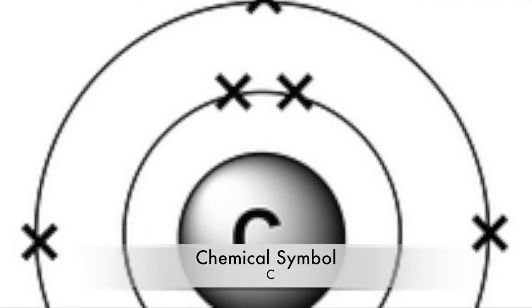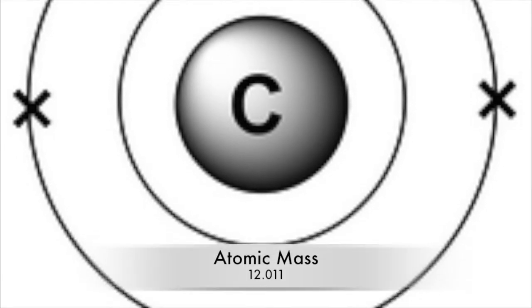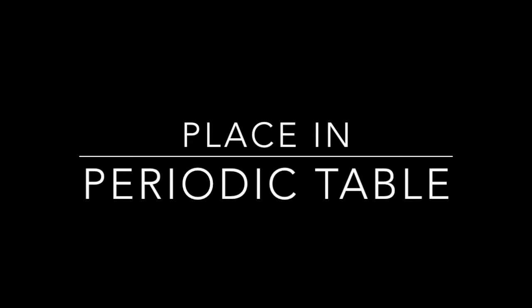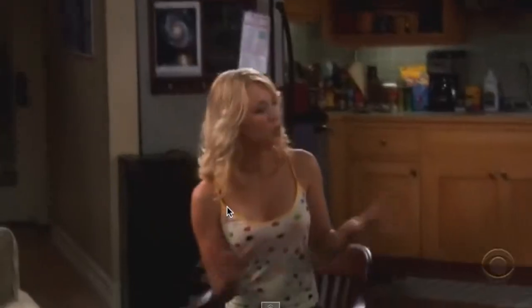Carbon's chemical symbol is C. Its atomic number is 6, and its atomic mass is 12.011. In the periodic table of elements, carbon is in row 2, column number 4. Carbon was used for many things, but its main use, since the beginning of history, is making fire.